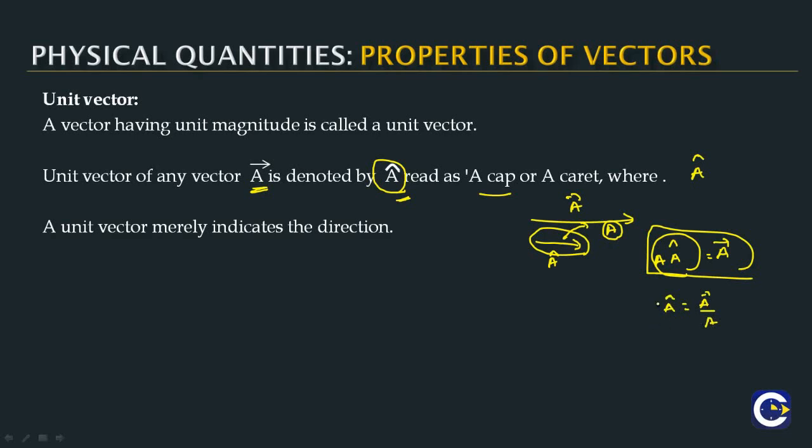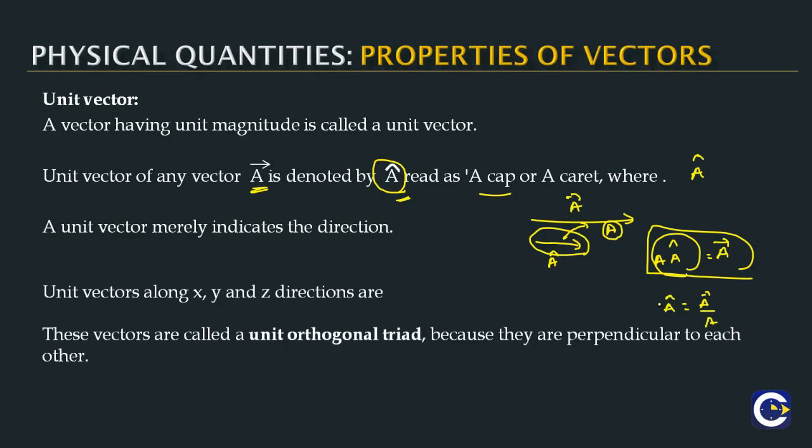Simply equal to what? A bar by a. So any vector divided by its magnitude will give us the unit vector along that particular direction. Now since we have the x-axis, y-axis and z-axis as important axes, we represent unit vectors along those directions as i cap, j cap and k cap. And these three in combination are also called the orthogonal triad, because they are perpendicular to each other.